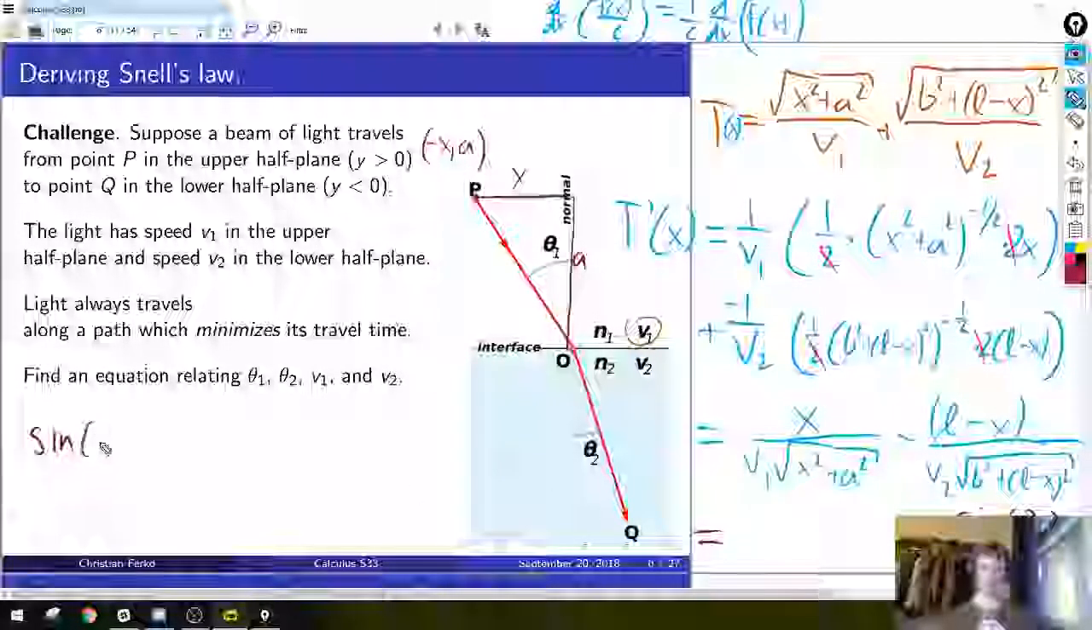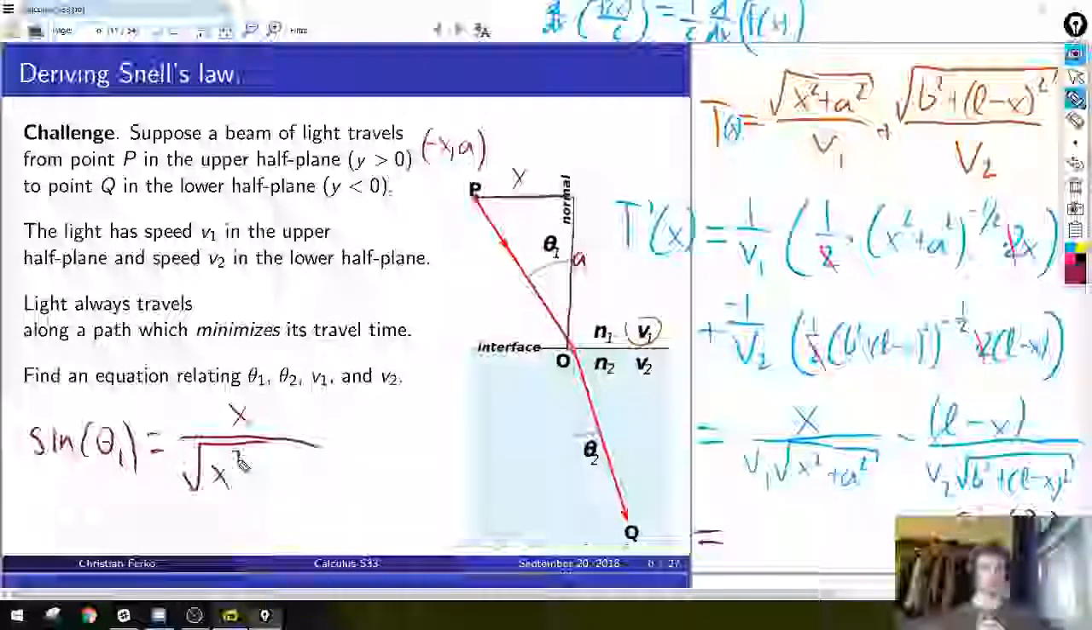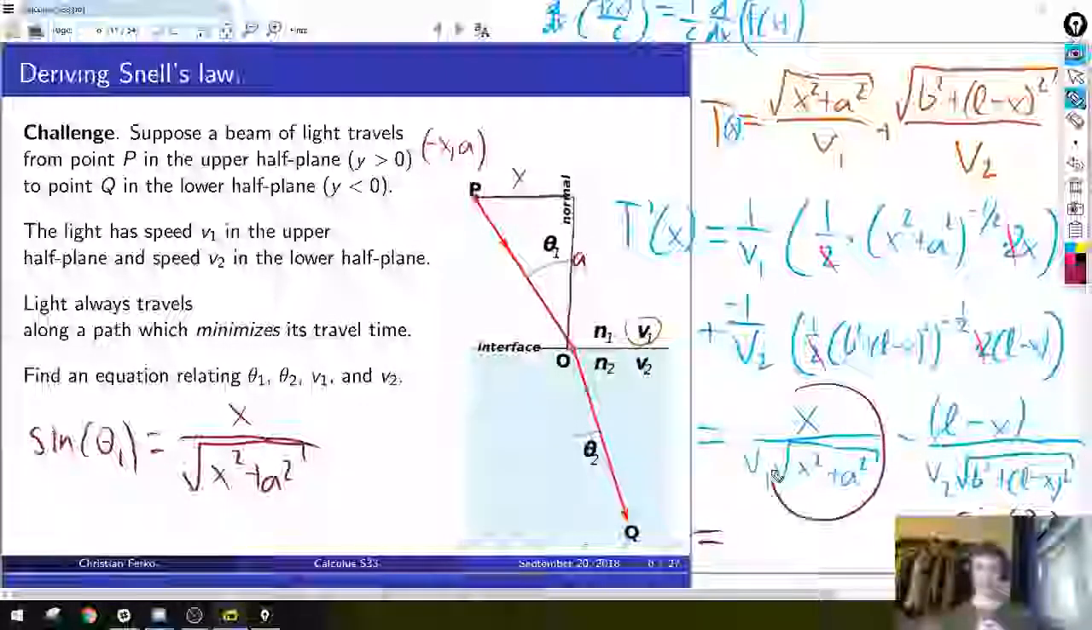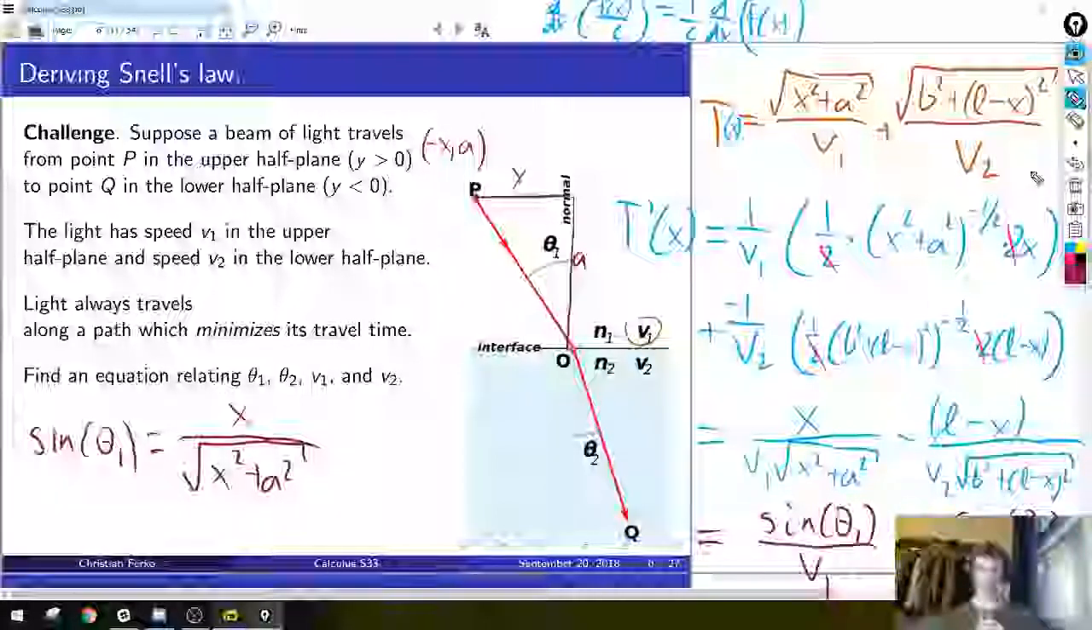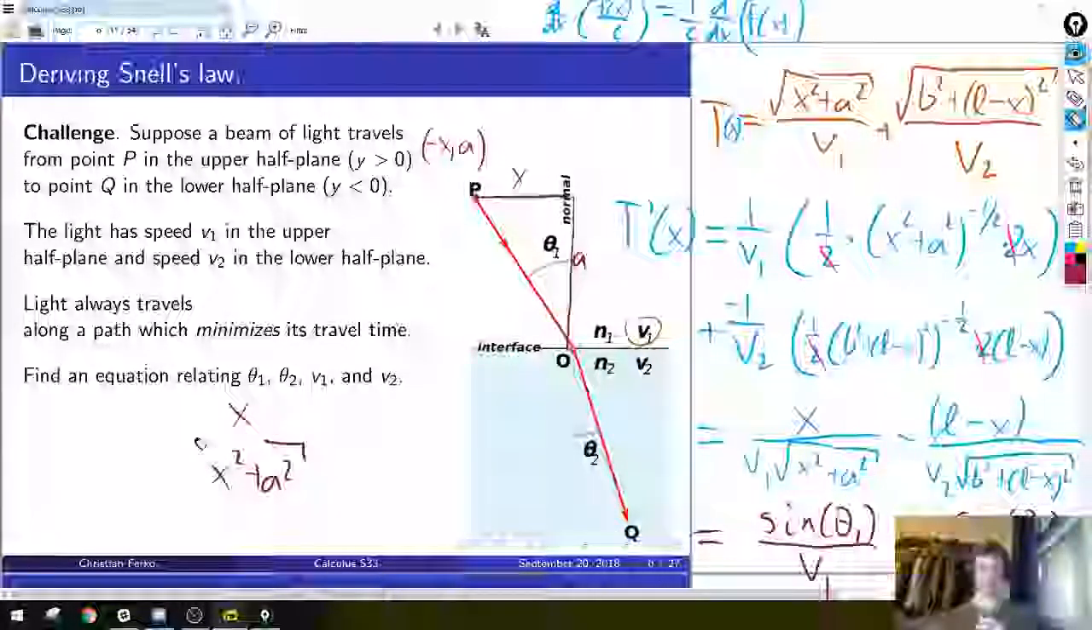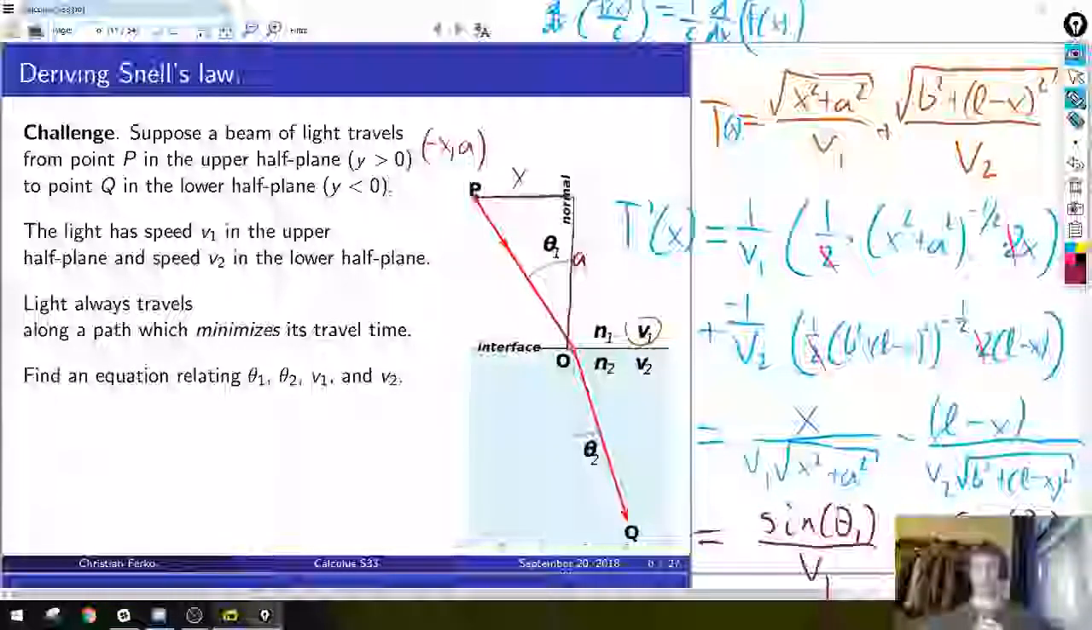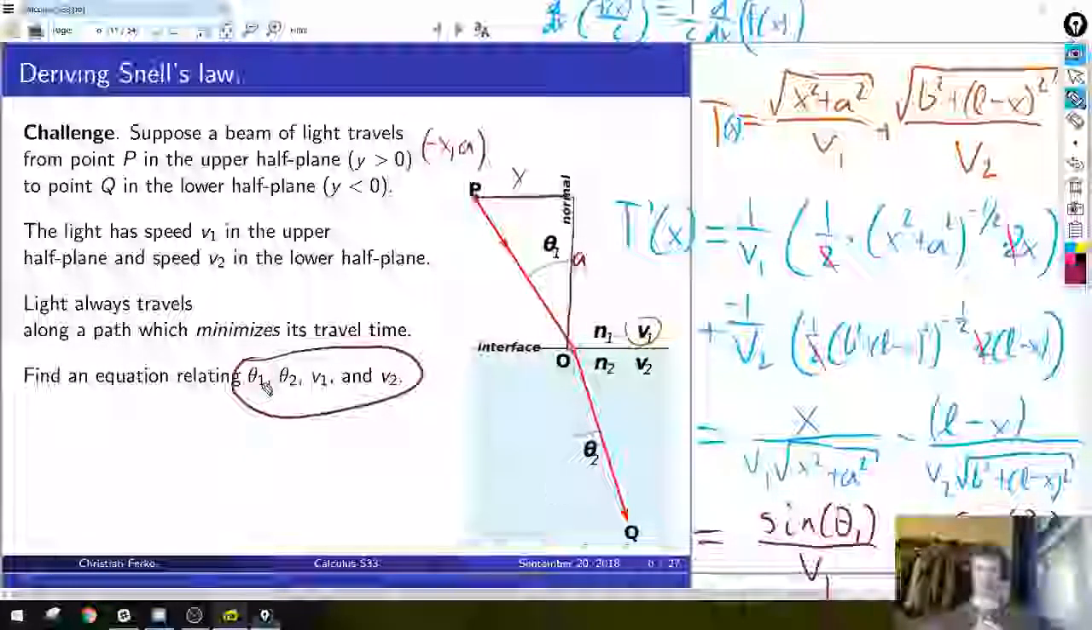what is now the sine of theta 1? Sine of theta 1 is equal to x over, x squared, excuse me, the square root of x squared plus a squared. And that's identical as well. Good. So that's, again, this whole thing except for the v1, right? So this whole thing is sine theta 1 over v1. Excellent.